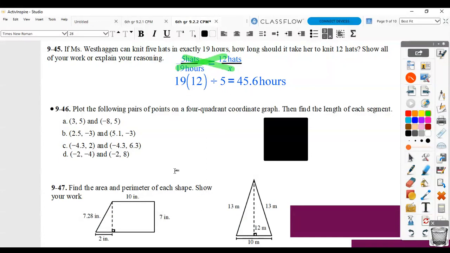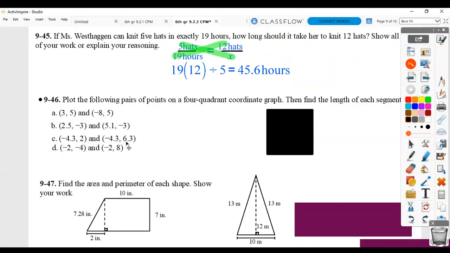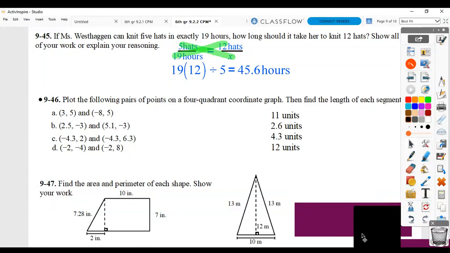Then they want you to plot these points on a coordinate graph and find the length of each segment. Make sure that you have this done on graph paper, and then you've taken a picture and inserted it into your doc. I do not have the graph shown here, but I do have the lengths. So you would have to plot the point 3, 5, over 3, up 5, plot the point negative 8, 5, to the left 8 from 0, up 5, and then show that those have been connected, and the distance of the segment connecting those 2 points is 11 units.